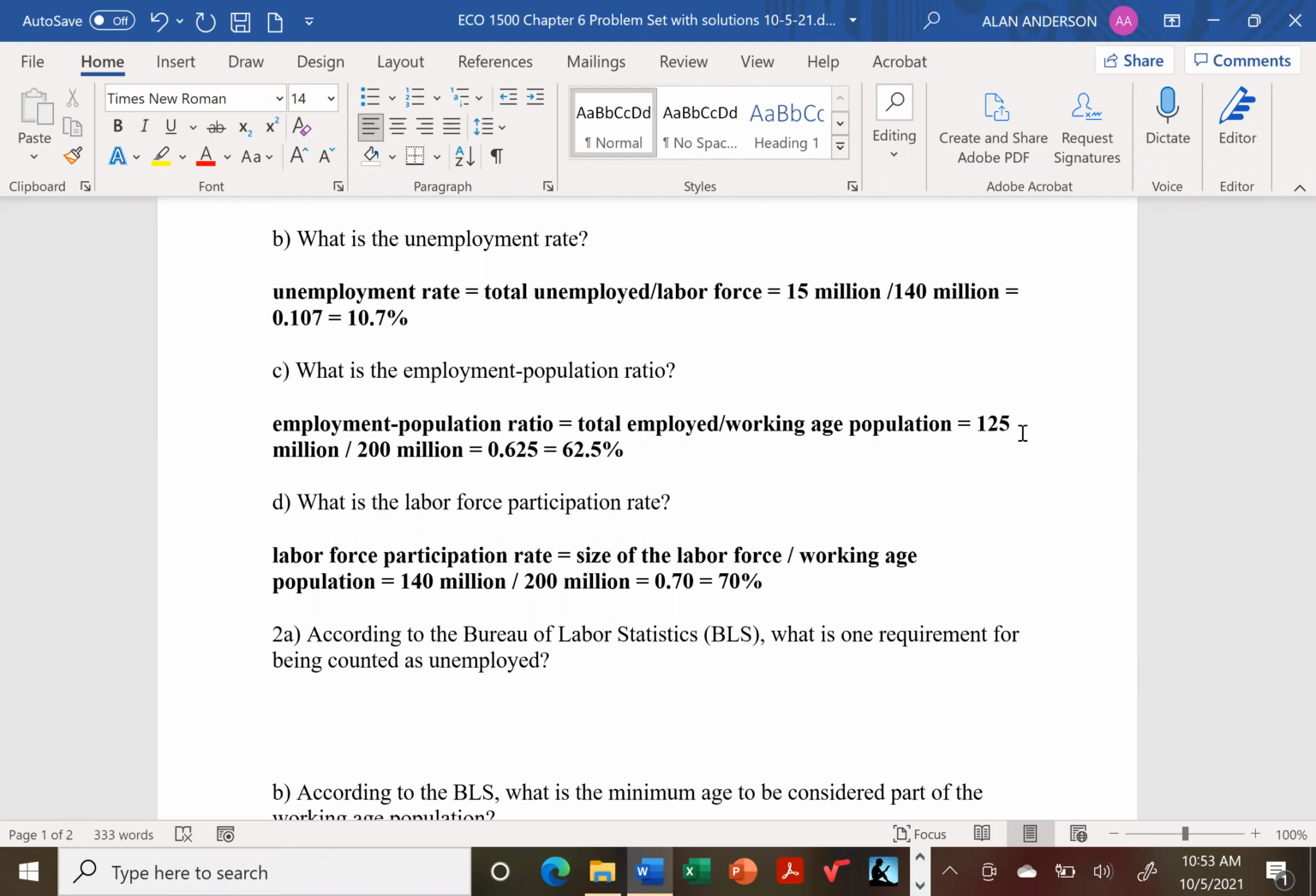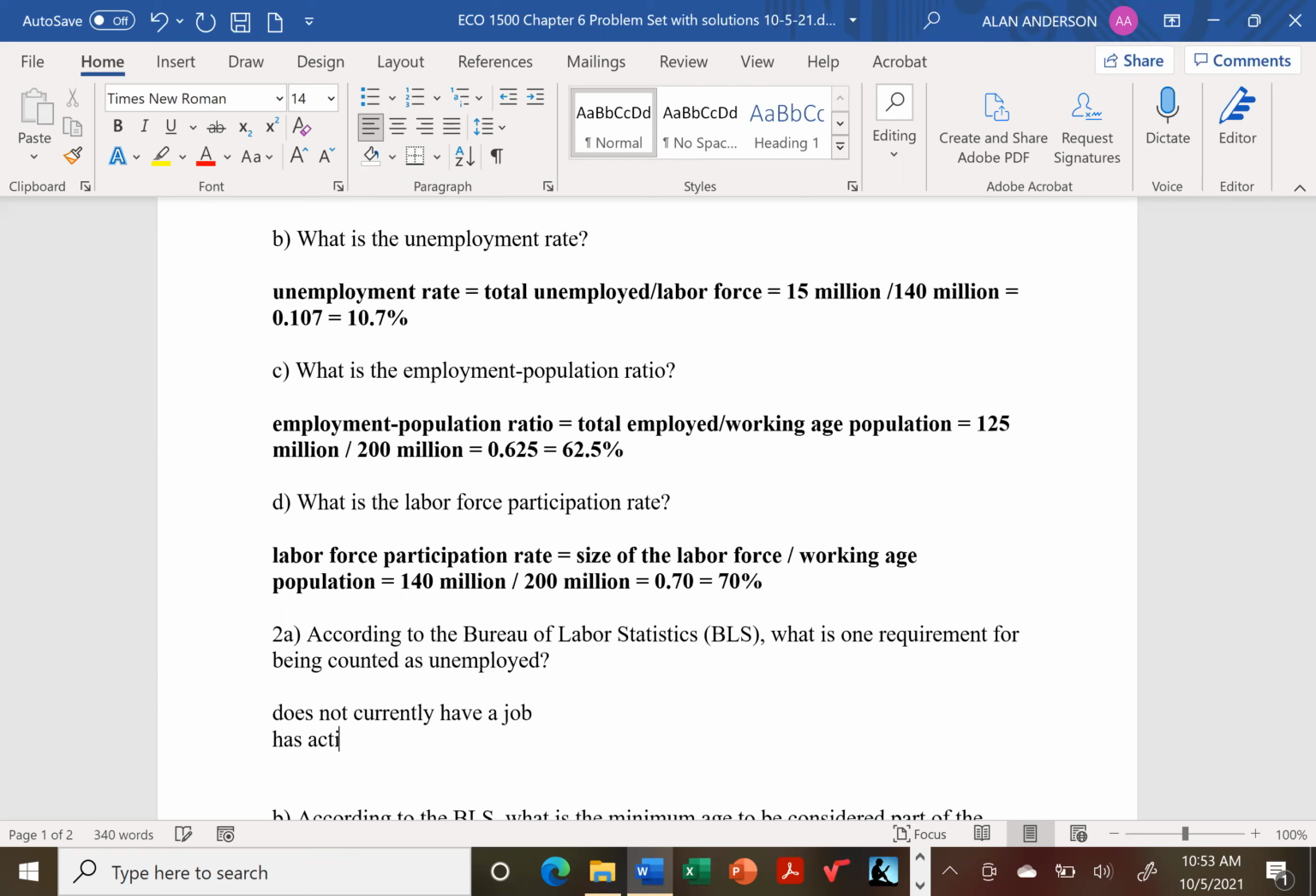Okay, now 2A. According to BLS, Bureau of Labor Statistics keeps track of all this information about unemployment and many other things too, for that matter. In order to be unemployed, there's really 3 requirements, but it's only asking for 1, but let's write them all down. Does not have a job. That's probably the number 1 thing. Number 2, has actively looked for work, if you're not working, that is, has actively looked for work during the past 4 weeks.